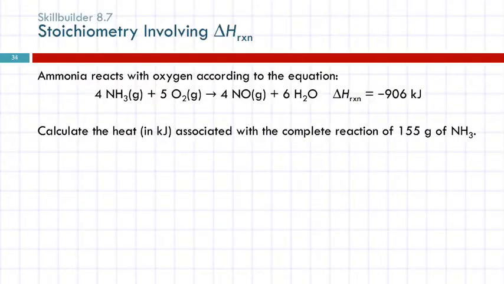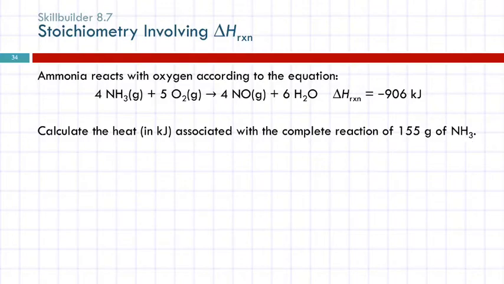So let's look at this. Here we have ammonia reacting with oxygen to form NO and water. Delta H is negative 906. So the negative here tells us that that's the amount of energy released. It's an exothermic reaction. So this is saying calculate the heat in kilojoules associated with the complete reaction of 155 grams of ammonia.